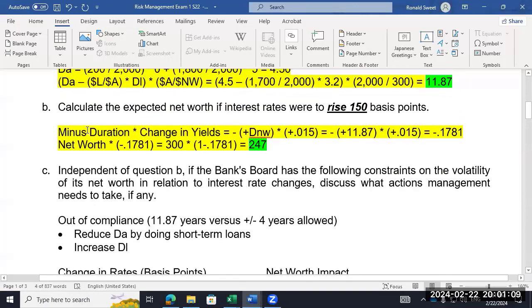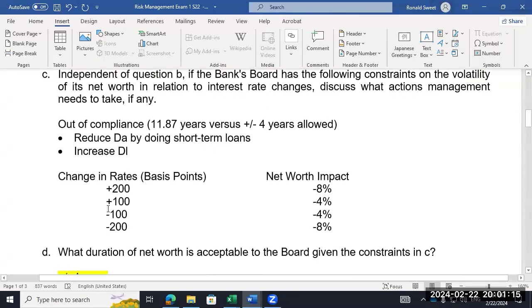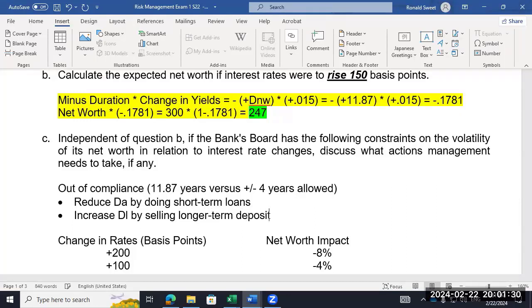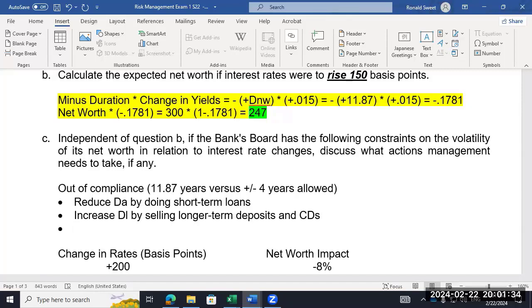This formula is really straightforward, right? It's just a straight line. So duration times the change in yield, 100 basis points, 4% means 4 years, -4 years. All right. So decrease, how do you do that? By selling longer term deposits and CDs. Again, you don't want the CFO driving the business like that. That's kind of crazy. So what can you do?